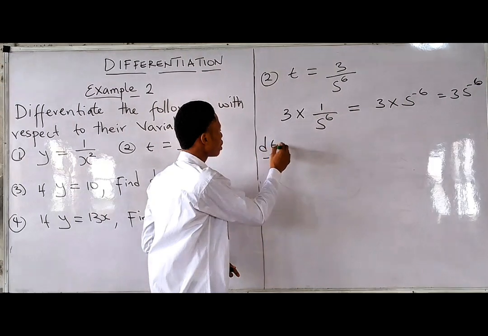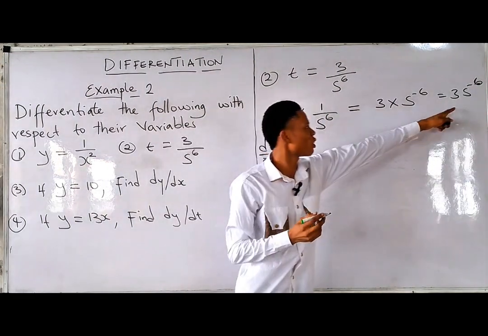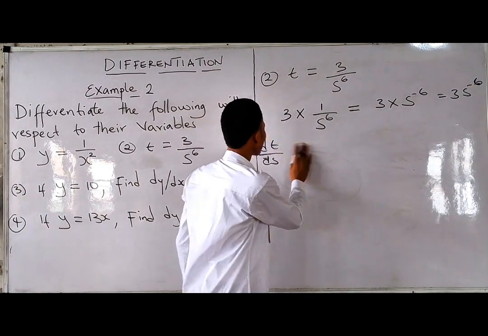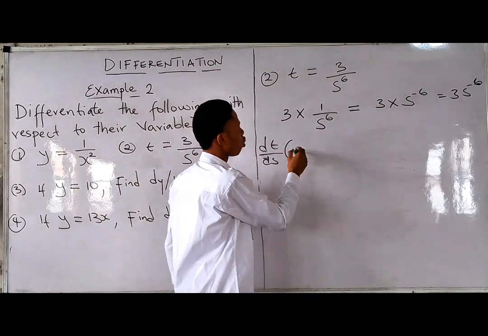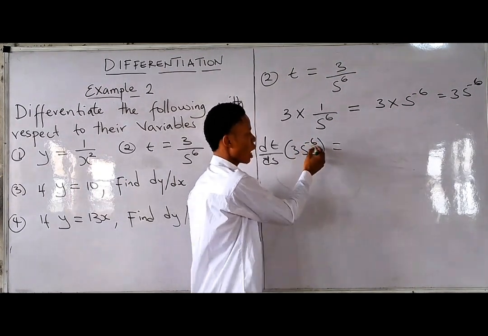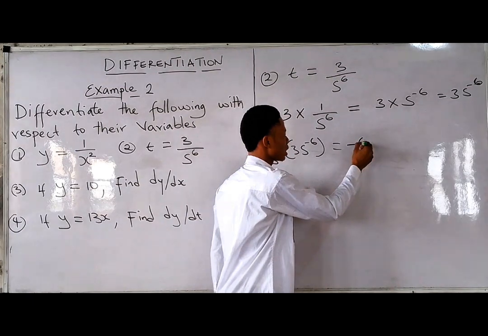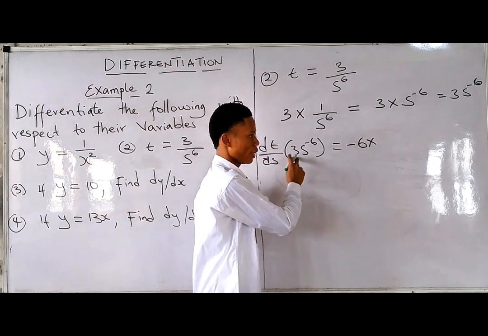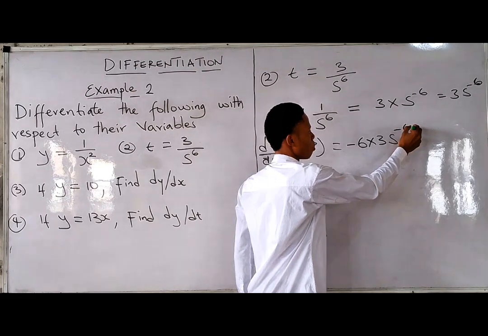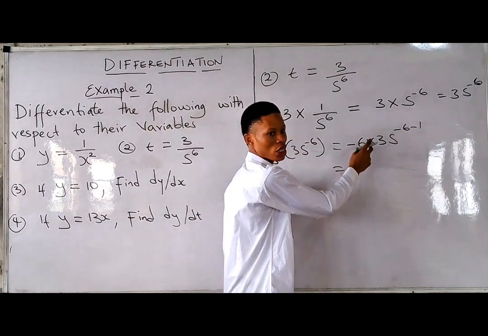So dy over dx is equal to, if we are differentiating this now, dy over dx of 3x raised to the power minus 6 will be equal to what? I bring this power here, right? So I'll be having minus 6 times what? 3. Then x raised to the power minus 6 minus 1. Good.